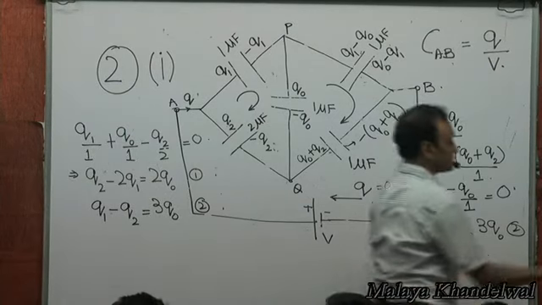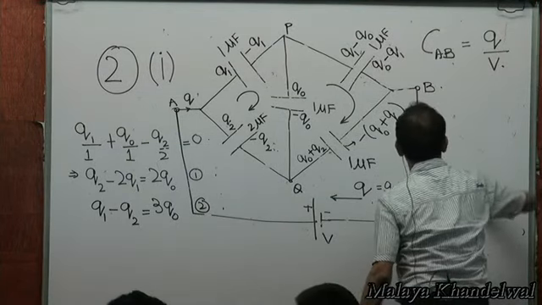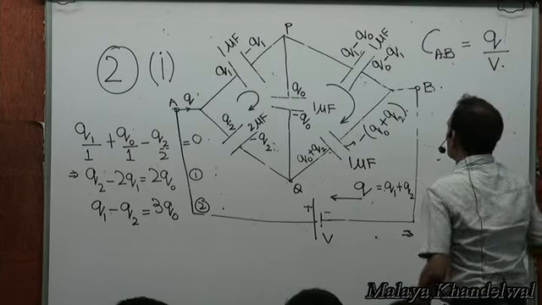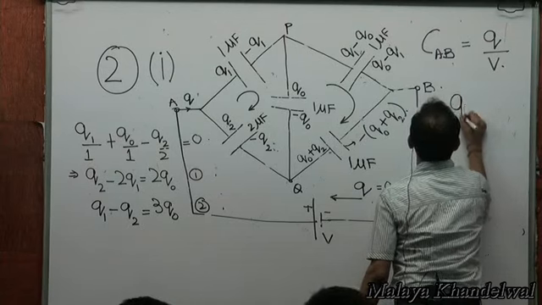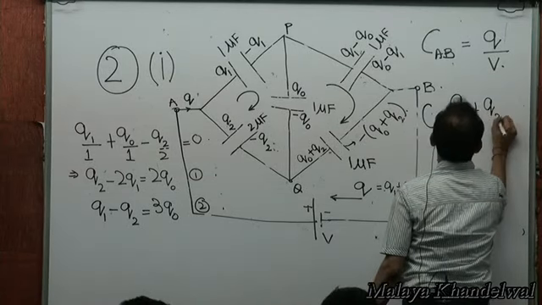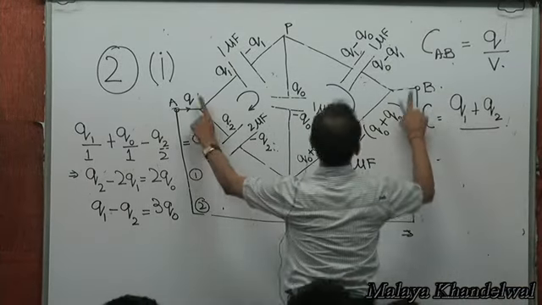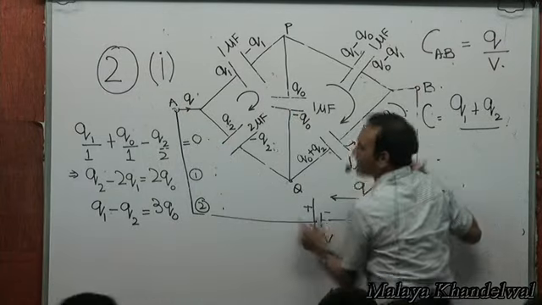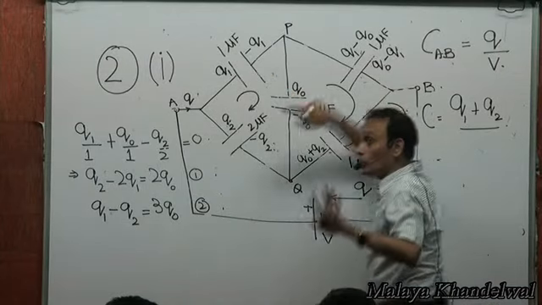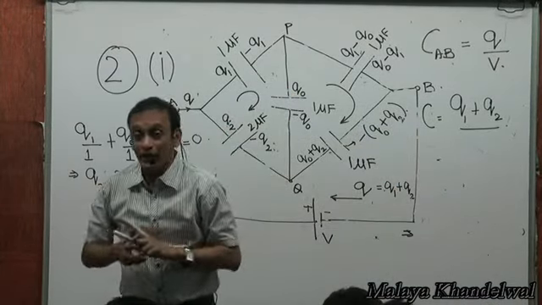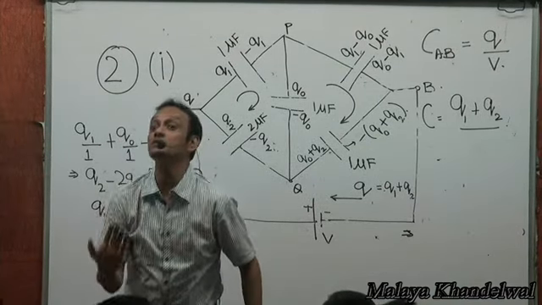Now what I do is, look, essentially, this is what I want to be able to do. The capacitance is going to be the charge flowing through the battery, which is Q1 plus Q2, divided by the potential V. This V is actually the potential difference between A and B. And the potential difference between points A and B will be the same no matter how you compute it, right? Along any path, it's going to be the same. Why? Because it's a conservative field.